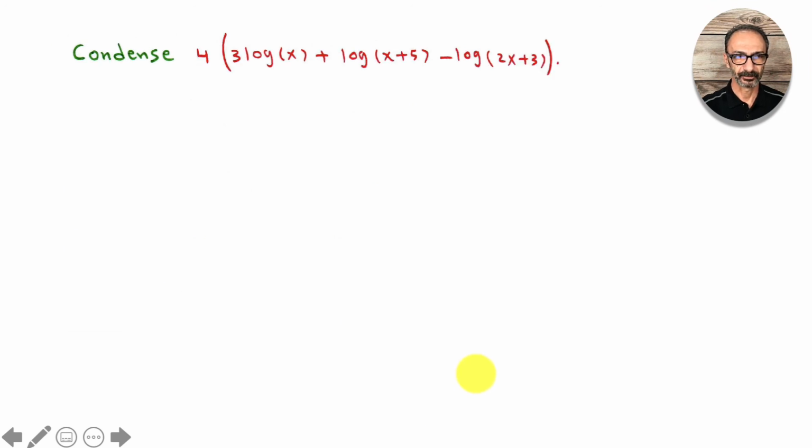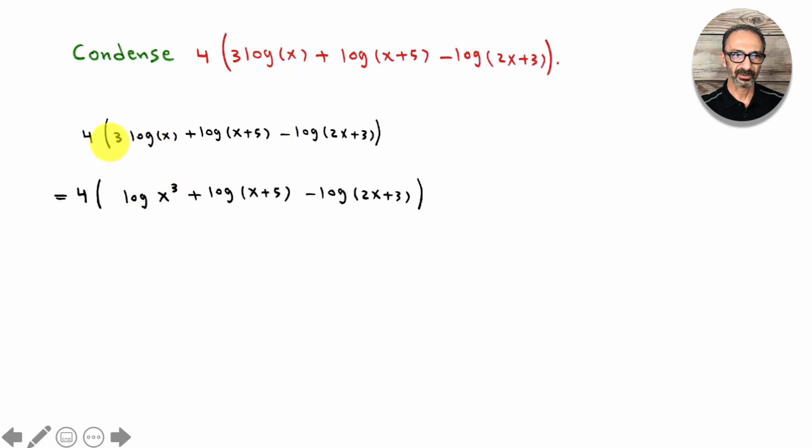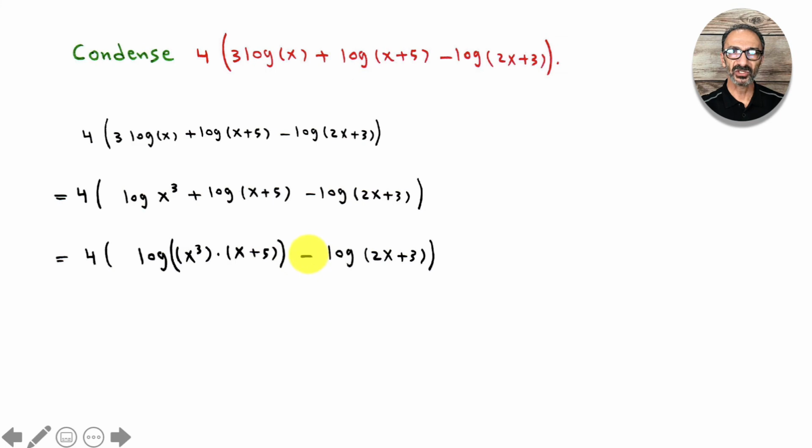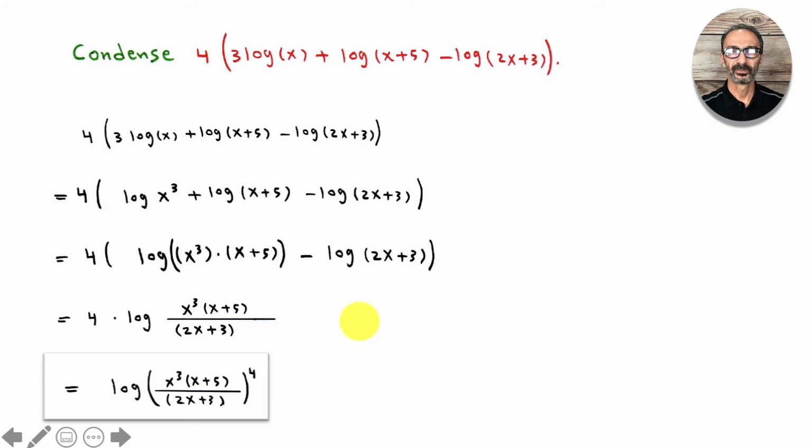One more. It looks like the 4 is in my way, but we'll keep the 4 till the end. Let's work inside. I think I want to take the 3 back in. So let's do that. Here's the 3 back in. Let's change this addition back to a product. You see it right there? Let's take this subtraction back to a quotient. Let's take the 4 back in. Done.